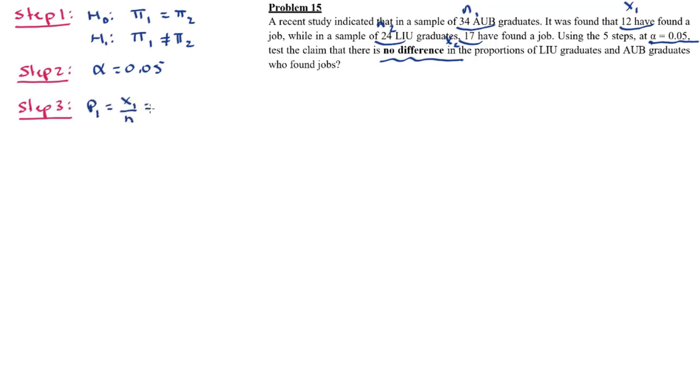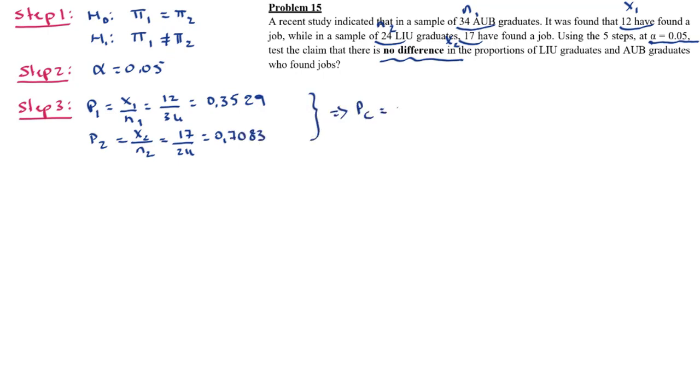Step 1. We state our hypothesis. The claim always goes in H1. We are claiming that the proportion for LIU is different than the proportion for AUB. So H1 would be pi1 different than pi2, and H0 would be pi1 is equal to pi2. Step 2. We state our level of significance, which is equal to 0.05.